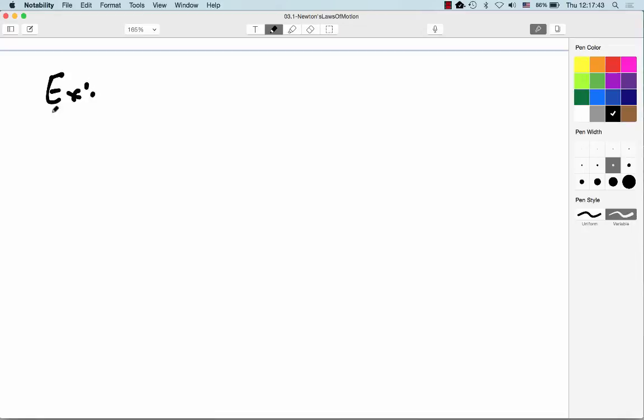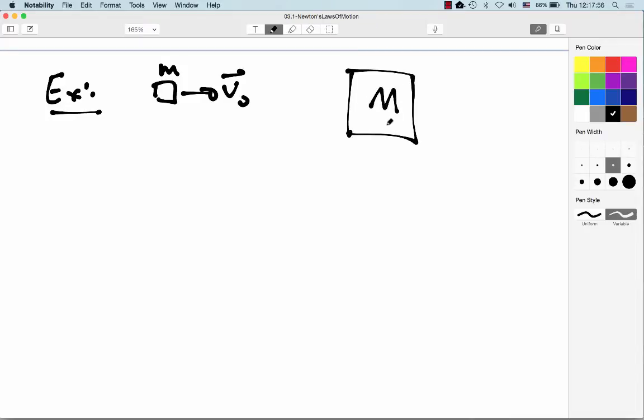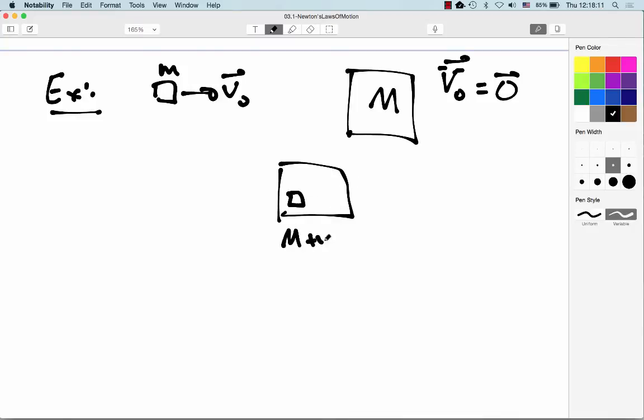First example, you probably remember from your previous courses. Let's fire a bullet, mass little m, initial velocity v0, into a big block, mass big M, and initial velocity big V0 is 0, so it's at rest. Afterwards, the bullet will embed in the block, so the mass of the combined system is now m plus M. We want to know what the final velocity is.